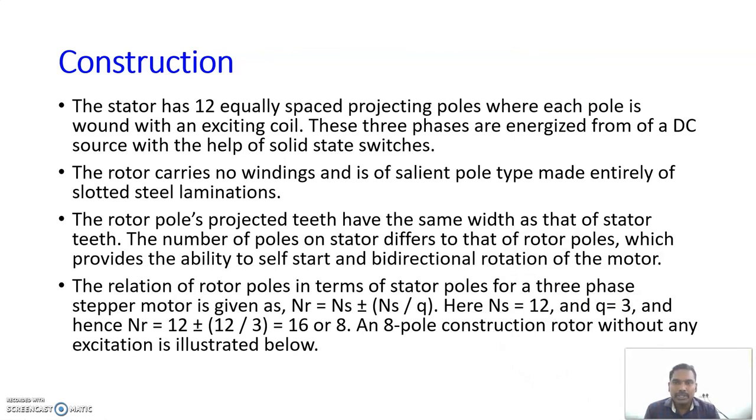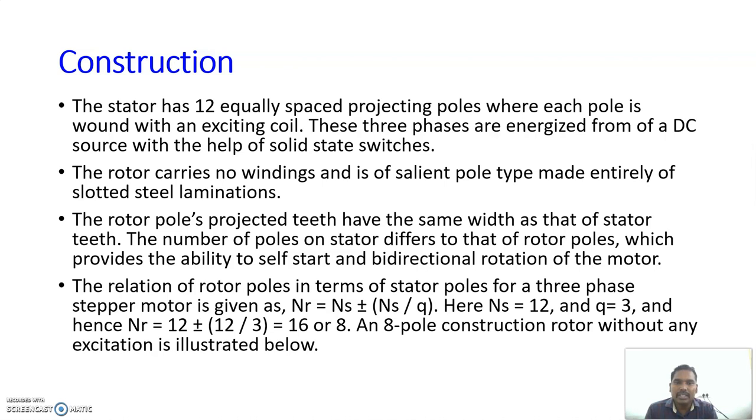So in the construction of this variable reluctance stepper machine, the stator has 12 equally spaced projecting poles where each pole is wound with an exciting coil. These 3 phases are energized from a DC source with the help of solid state switches. So we are applying the pulses through these solid state switches. The solid state switches means MOSFET, IGBT, SCR. These are the category of solid state switches.